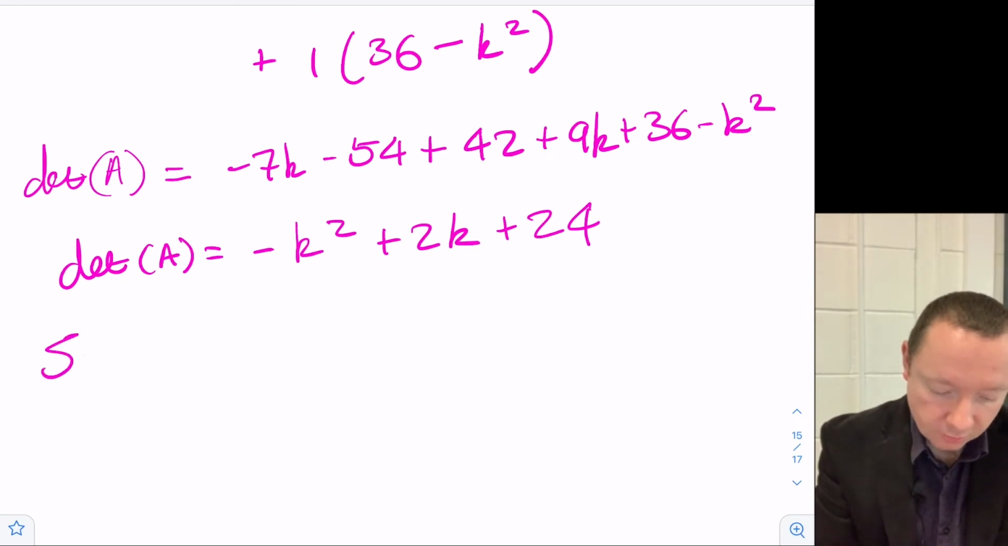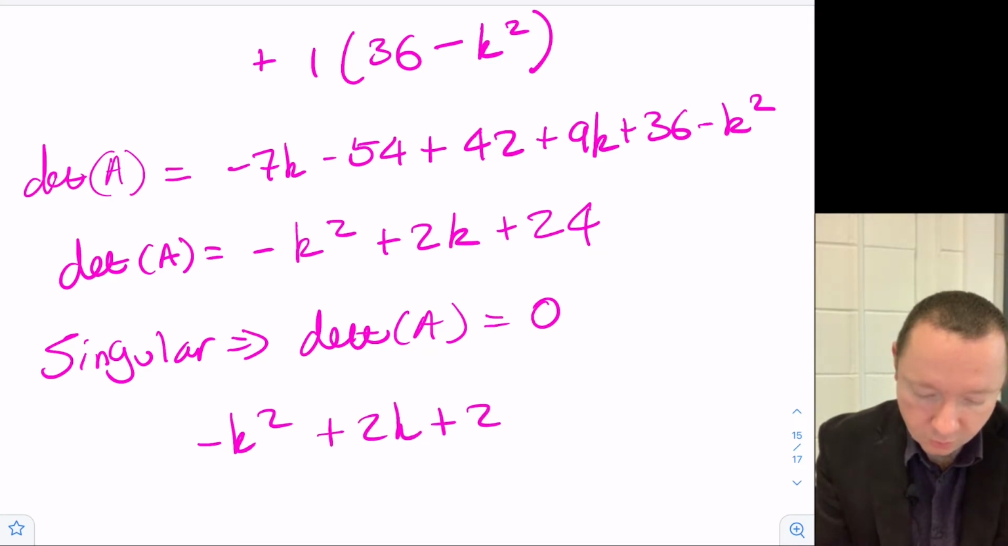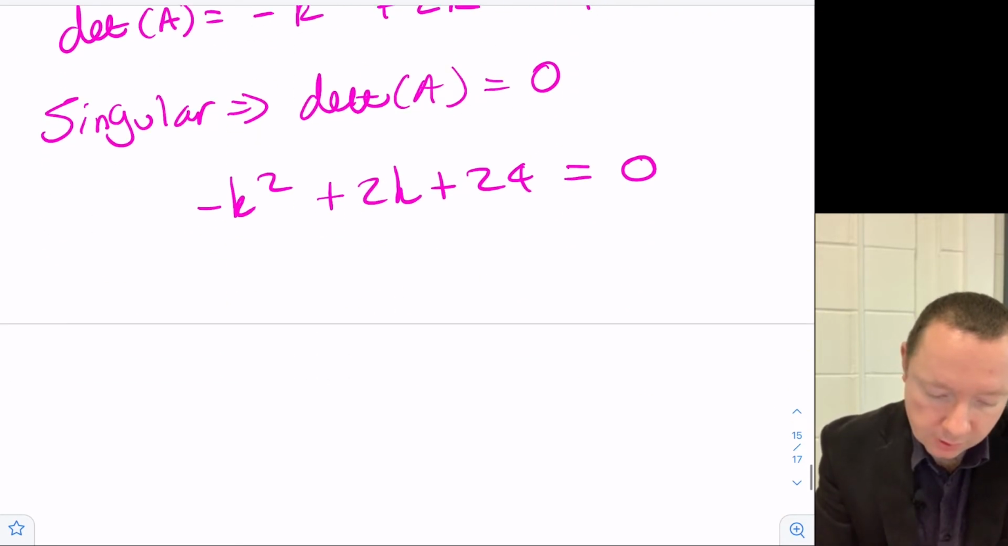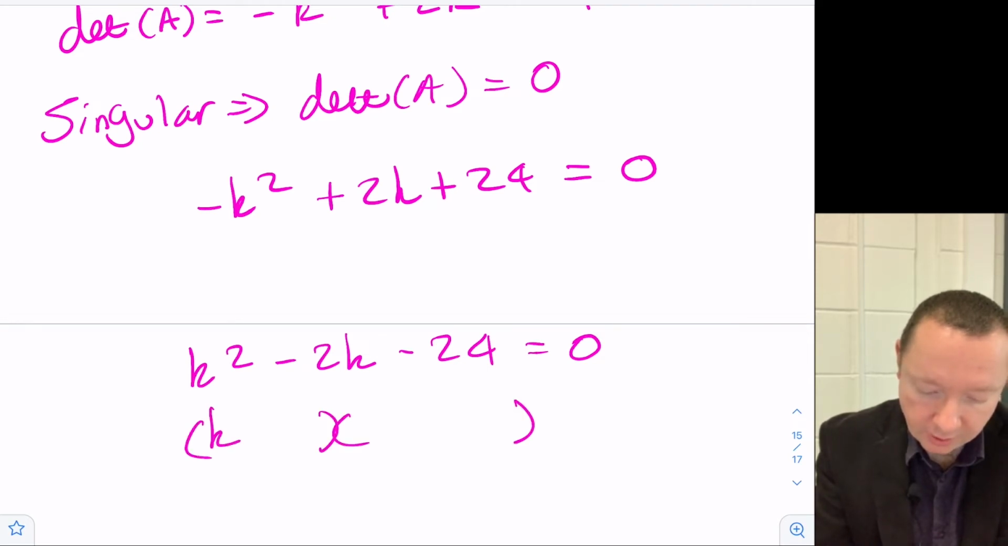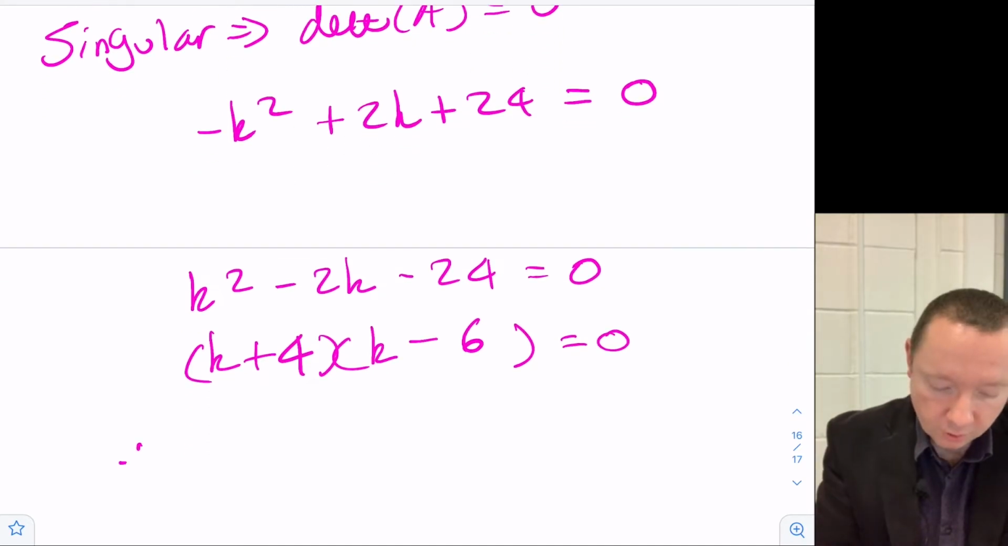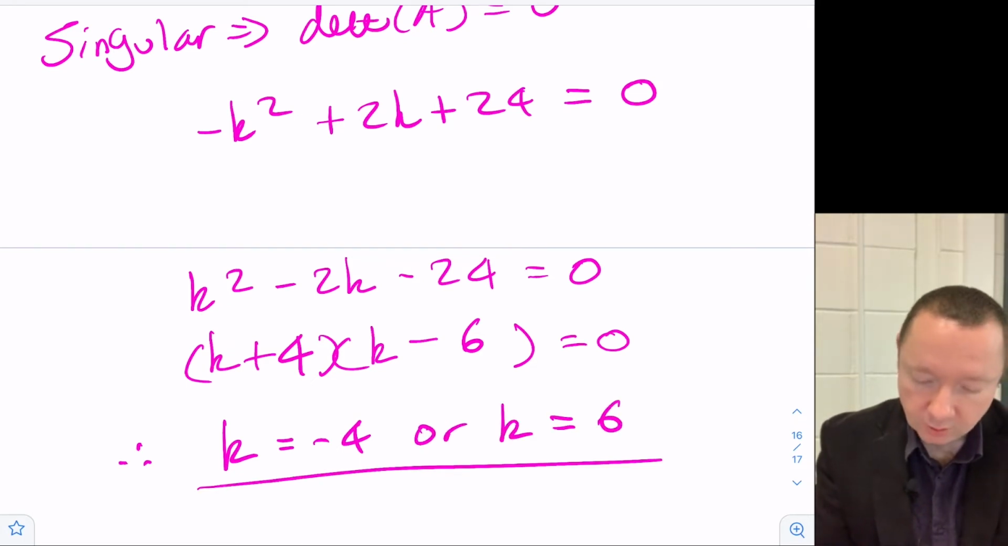So remember, singular, we've already said, implies the determinant of A equals 0. So minus k squared plus 2k plus 24 equals 0. That's k squared minus 2k minus 24 equals 0. To make it easier to factorize, we've got k and k, 6 and 4, minus 6 plus 4, and therefore k equals minus 4 or k equals 6, and we're done.